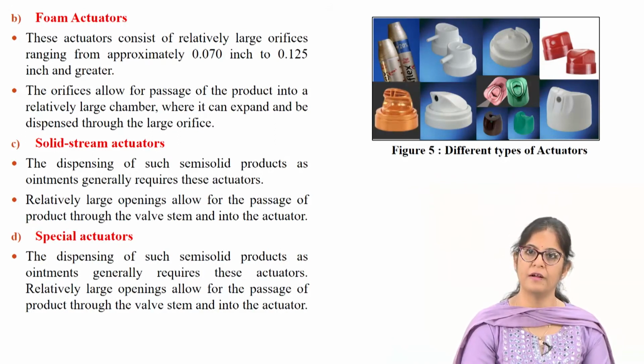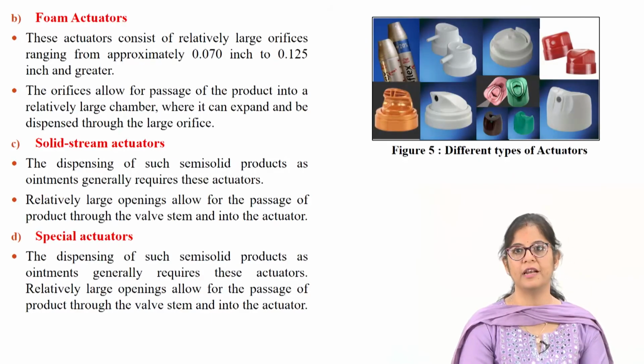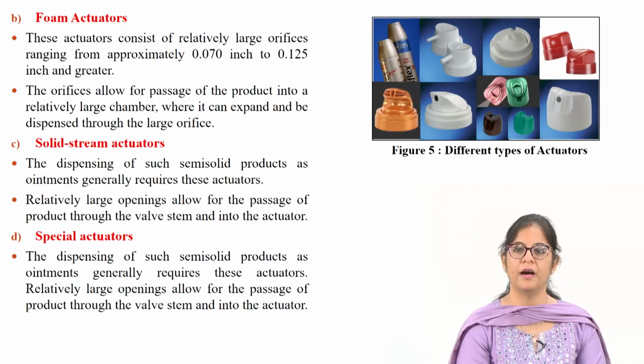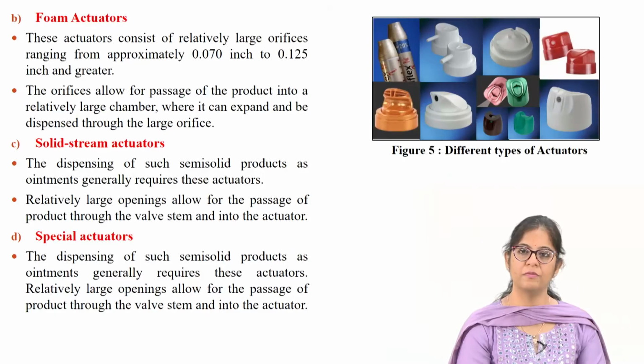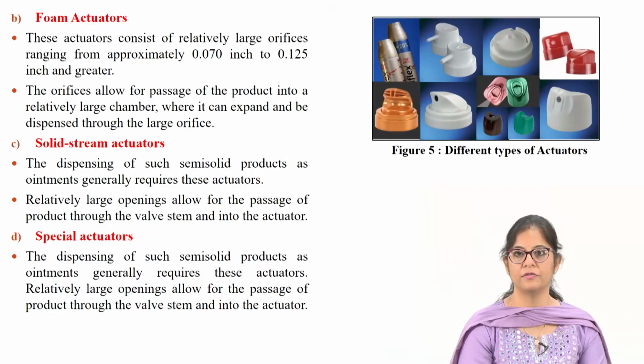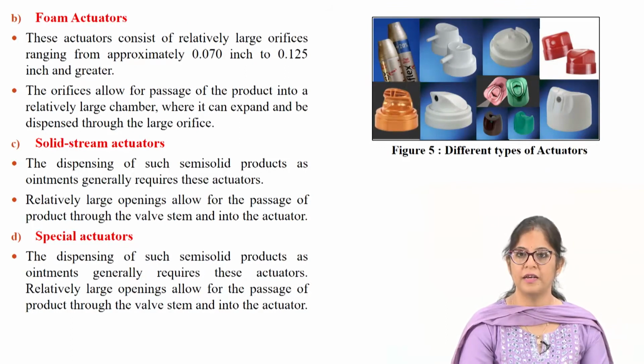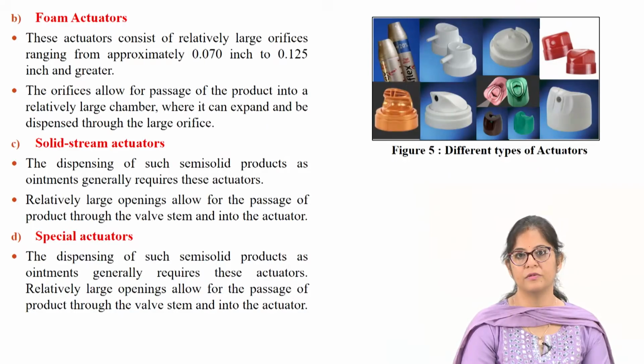Foam actuators actually consist of relatively large orifices ranging from 0.0 inch to 0.125 inch or greater. The orifices allow for passage of the product into relatively large chambers where they expand and are dispensed through the orifice. Solid stream actuators: the dispensing of such semi-solid products as ointments generally requires these actuators. Special actuators are required for dispensing of semi-solid products as ointments. Relatively large openings allow the passage of the product through the valve stem and then into the actuator.